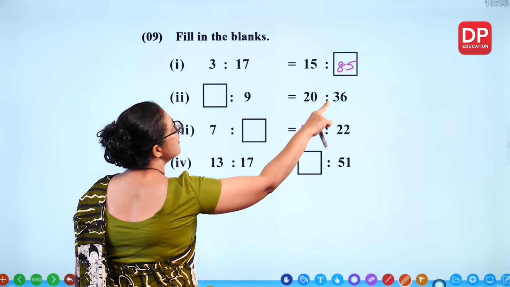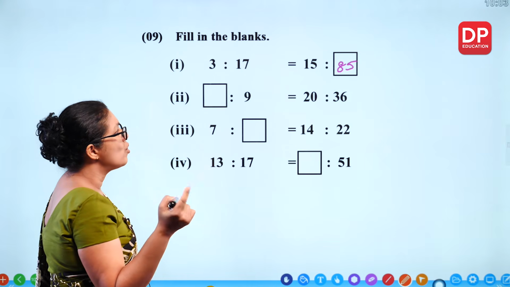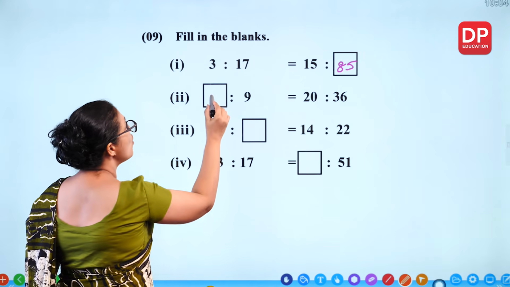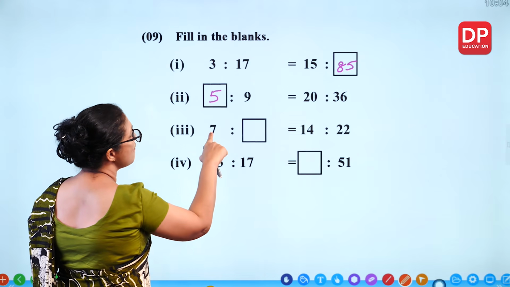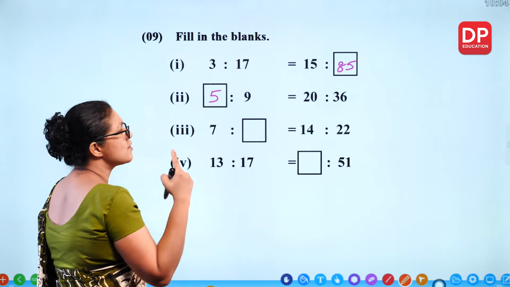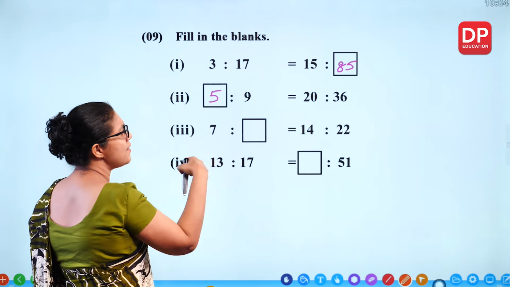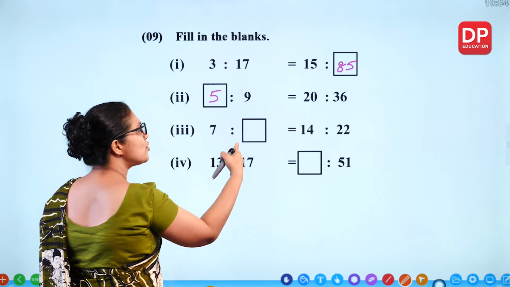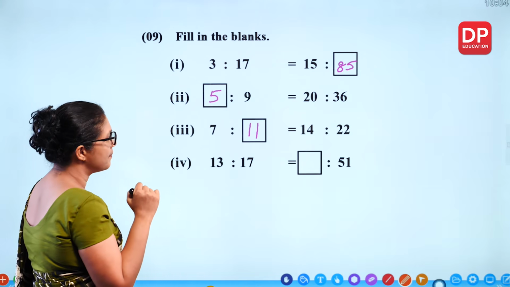Here to here, 36 becomes 9, divided by 4. So 20 divided by 4, you get 5. Here to here, 7 becomes 14. So what's that? Multiply by 2. So the other way around, you have to divide by 2. 22 divided by 2, you get 11.